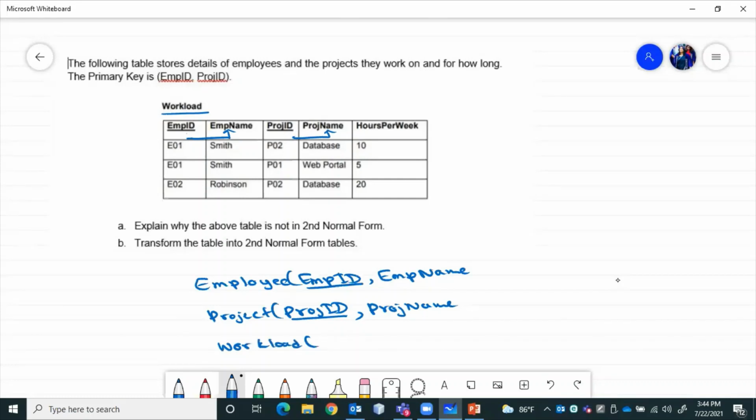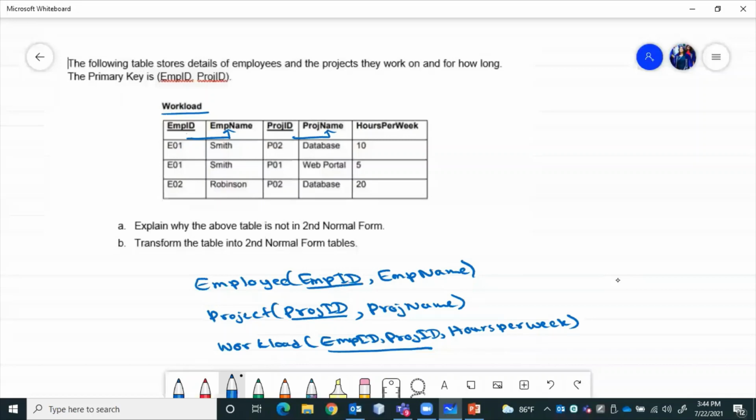Okay. So that means EMP ID and comma project ID and hours per week. Okay, so these two are primary keys. So there are no attributes for these relations, so you can close them, right?